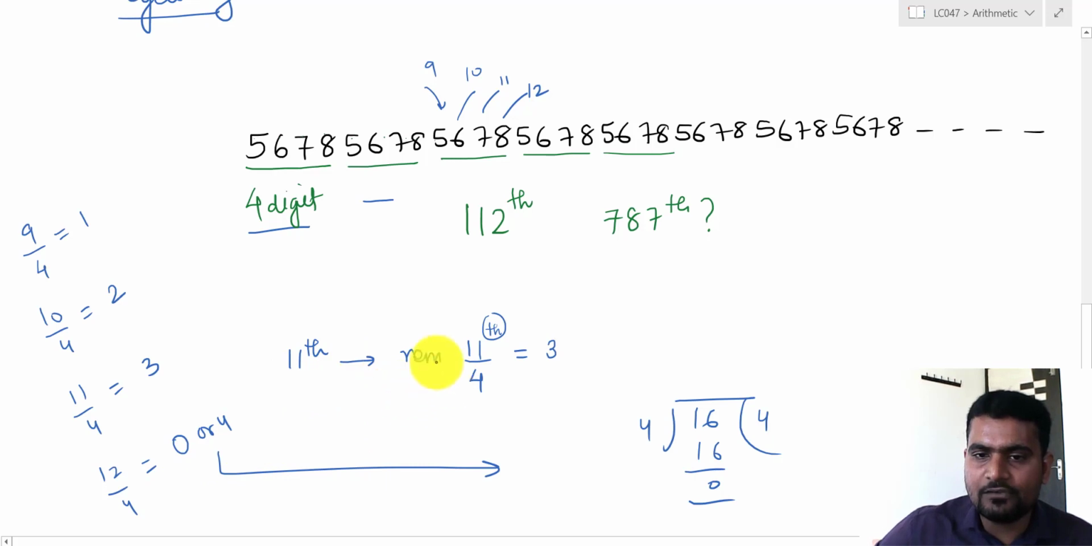Now the 11th term you have to find. I'm telling you that you have to find the remainder of 11 by 4, and this remainder comes 3. And 3 is associated with which number?